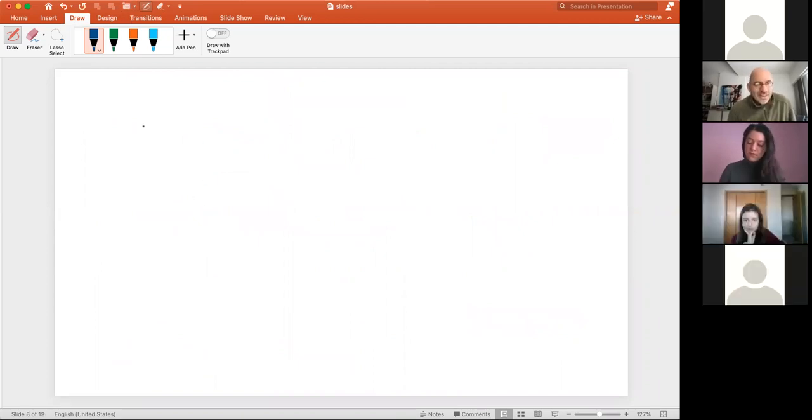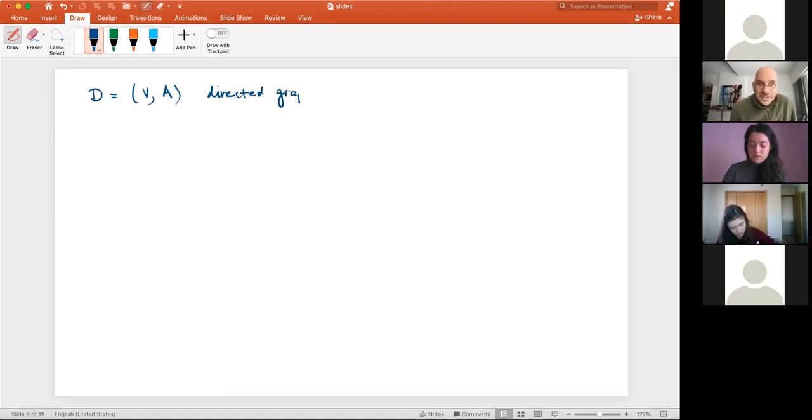I want to make a connection to chromatic polynomials. To do that, I need to look at a directed graph. A directed graph has again nodes and arcs. So this is now a directed graph, and directed just means every edge now has an orientation, either this way or that way.